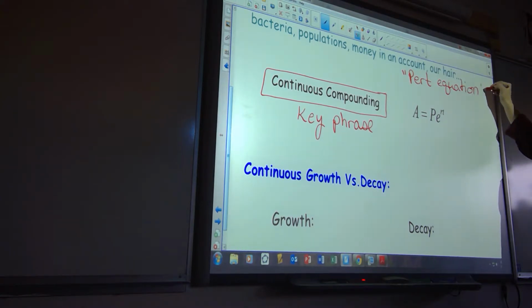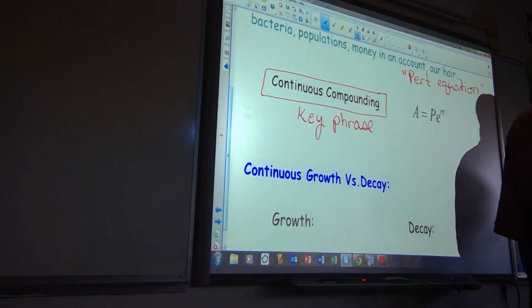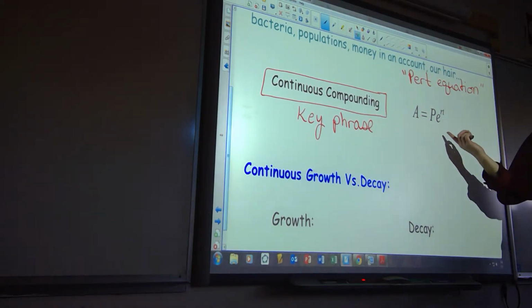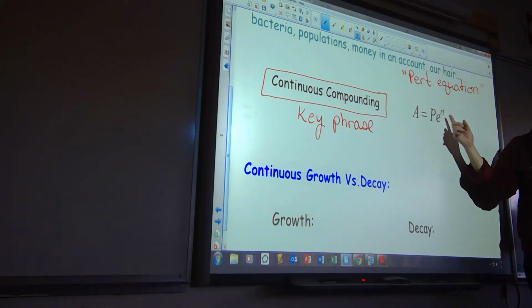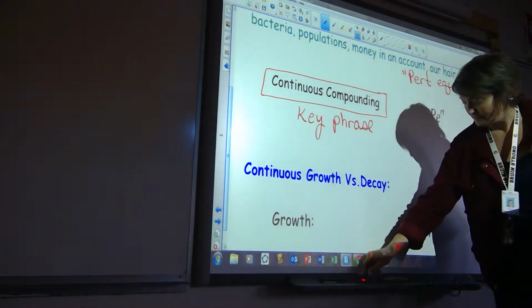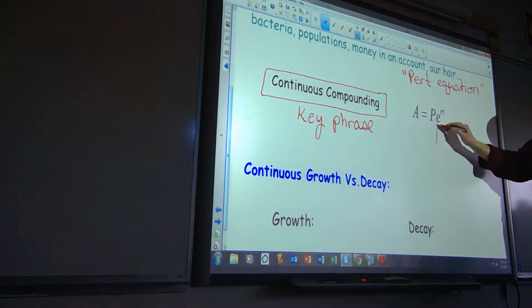So if you're talking to another teacher or another student and you hear, "Oh, use the PERT equation for that," this is that equation, because look, P-E-R-T, PERT. So it does have base e. You can see right here, there's our base e.